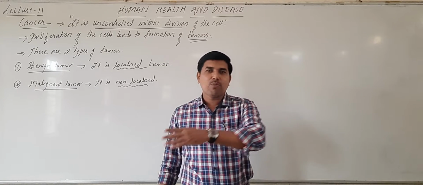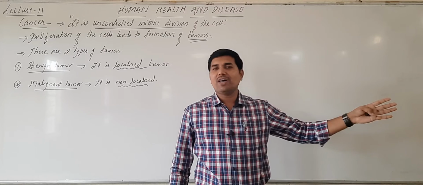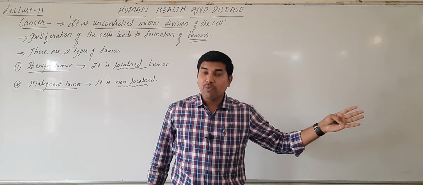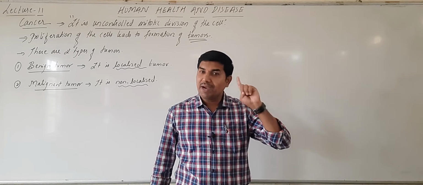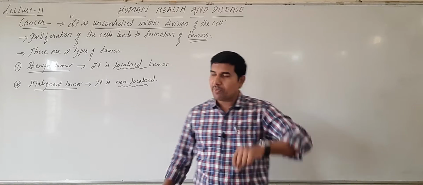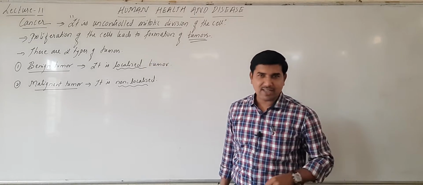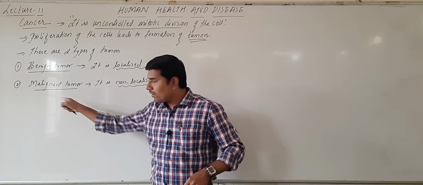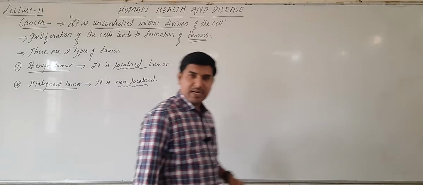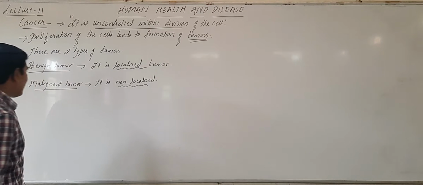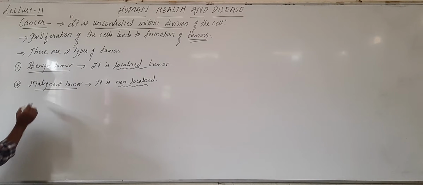Look at this. That means a malignant tumor is non-localized. It spreads from one part of the body to other body parts, which we call metastasis. Metastasis is the major property of the malignant tumor. It is an objective question again. What is metastasis? Let us continue this. That is the definition of metastasis also.